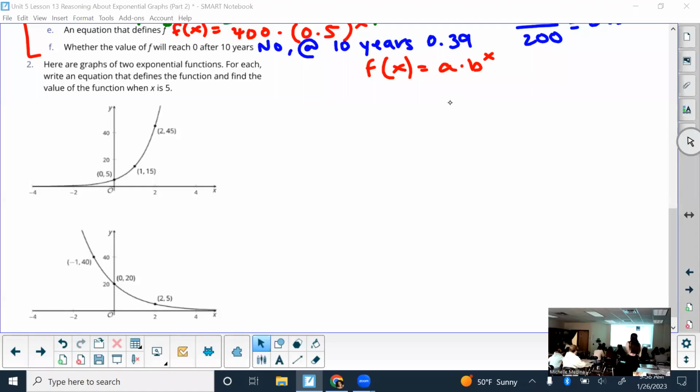So for the first graph, is that an exponential function or a linear function? Exponential, because is it a straight line? No. So then it must be exponential, like a curve, and it's either increasing or decreasing at a really fast rate. So what's my standard equation for exponential?